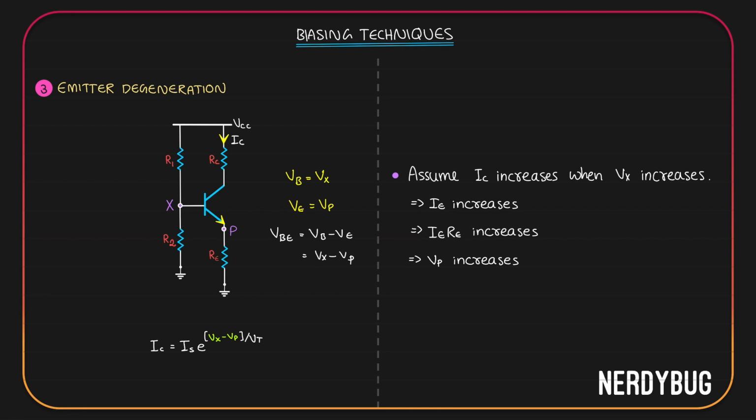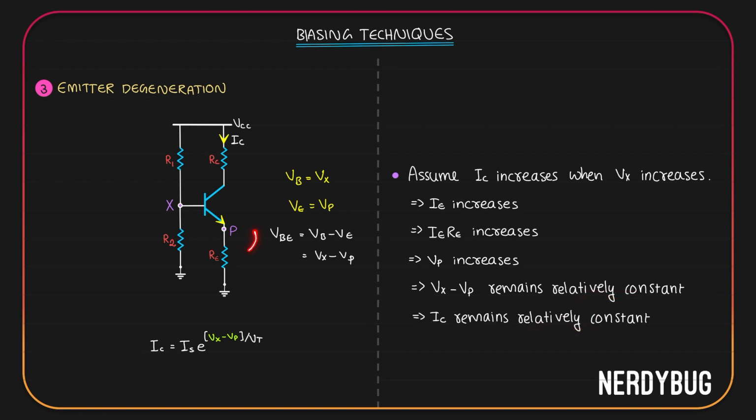Basically, when Vx increases, Vp increases. In the equation of collector current, we have Vx minus Vp. If Vp increases when Vx increases, then Vx minus Vp is going to be the same. If Vp decreases when Vx decreases, then also Vx minus Vp is going to be the same. So Vx minus Vp remains relatively constant, and that makes IC relatively constant. So simply by adding a resistor at the emitter, we can stabilize our Q point.